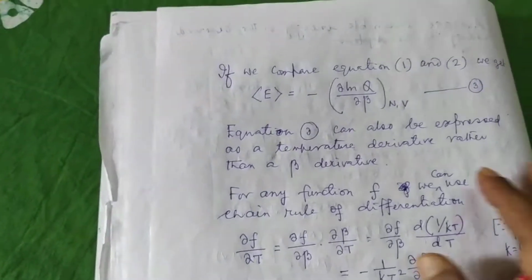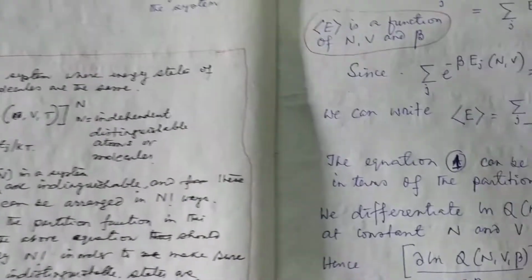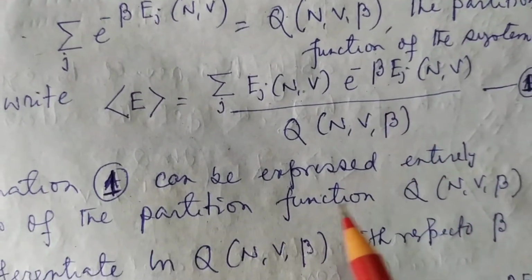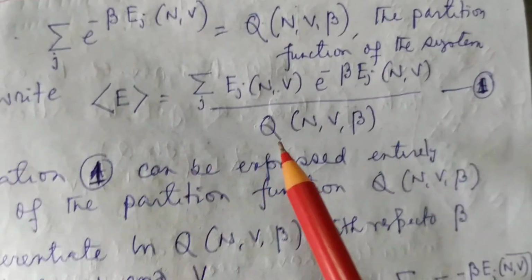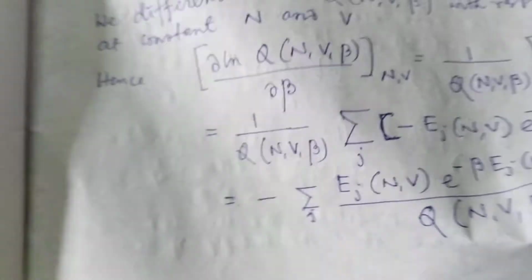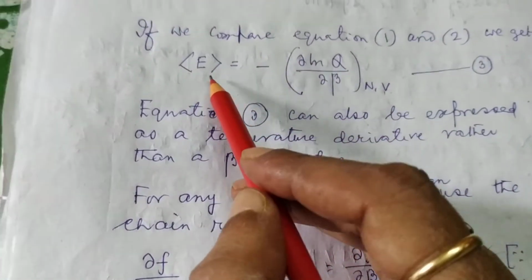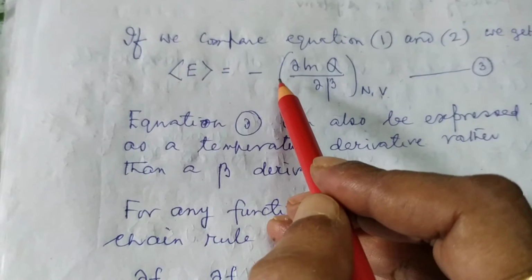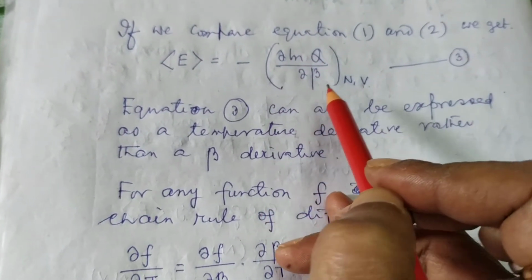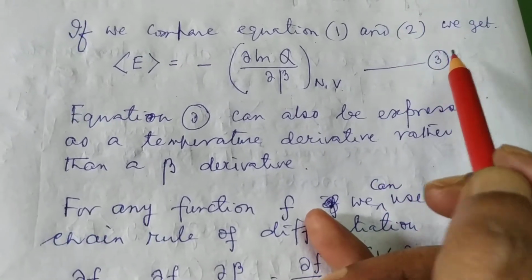If we compare equation 1 and equation 2, then we get average energy equals minus del ln Q by del beta at constant N and V. This is equation number 3.